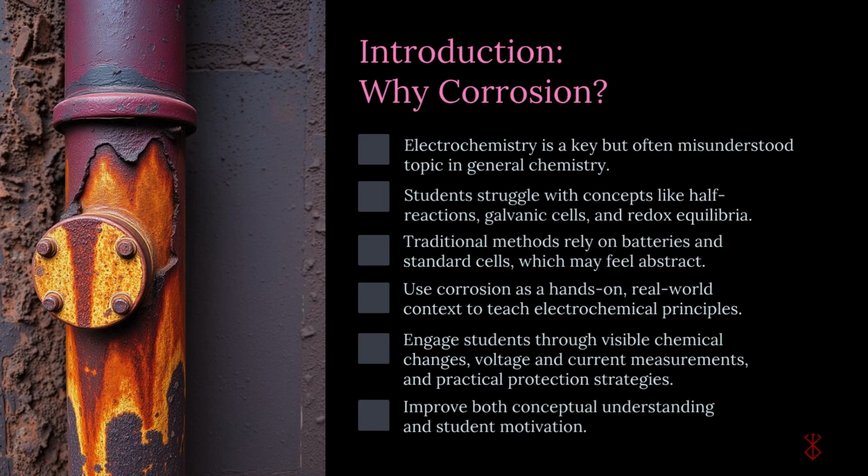Corrosion is not only an important real-world phenomenon, but also a powerful example of an electrochemical process in action. In simple terms, corrosion is the formation of an electrochemical cell between a metal and an environmental component such as oxygen or hydrogen ions. This process leads to the gradual degradation of the metal, which has enormous implications in engineering, naval operations, and infrastructure.